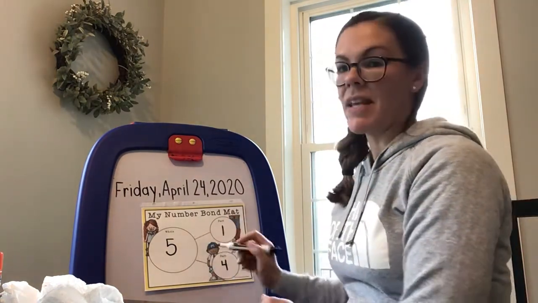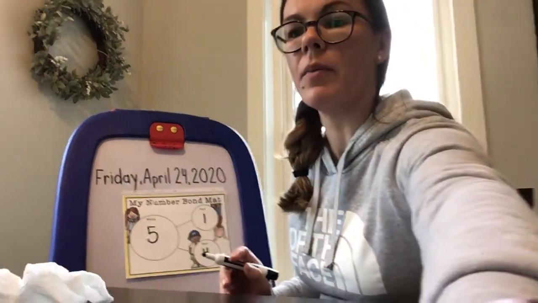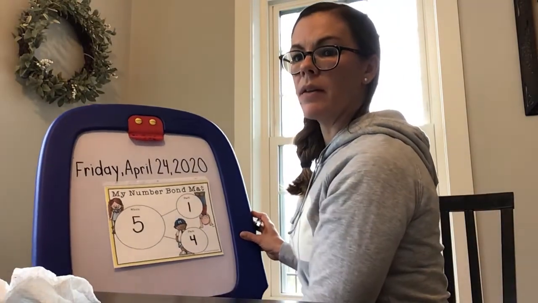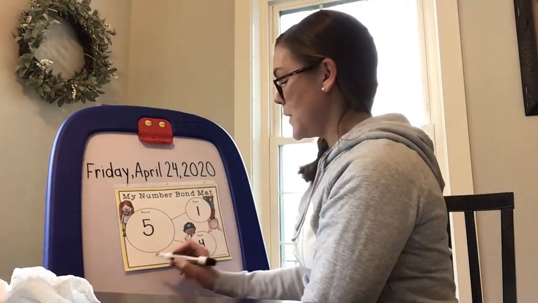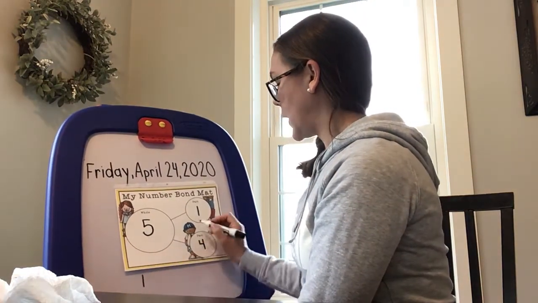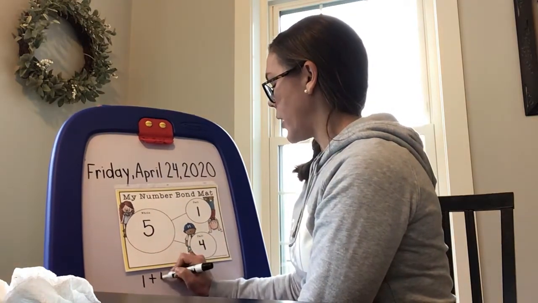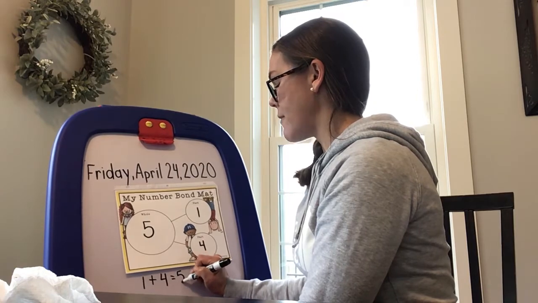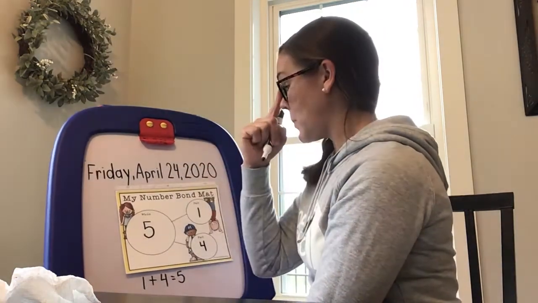If I look at this as an equation, it looks like this. Let me move this down a little bit so you guys can see. And move this up a little bit. All right, so it looks like this. 1 is my part, plus 4 is my other part, equals 5.